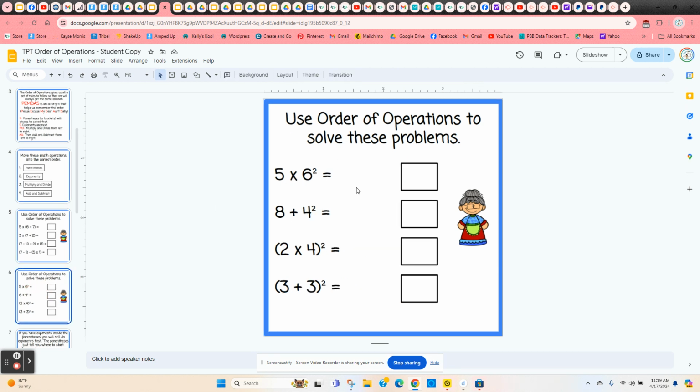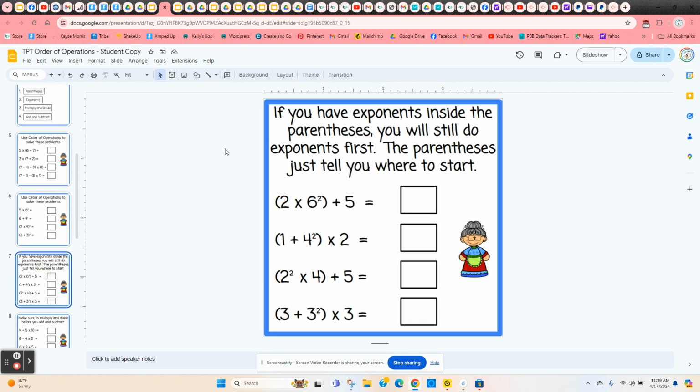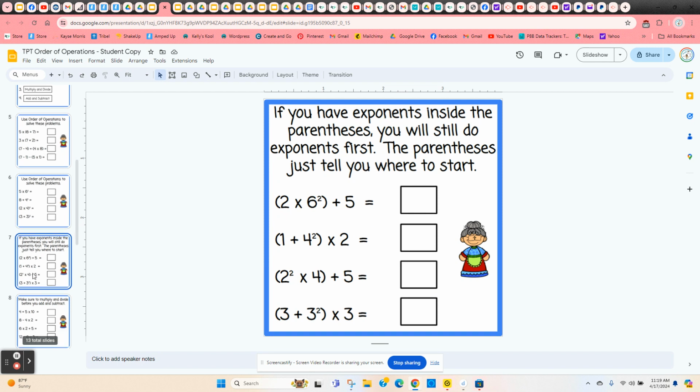Then they're given problems with exponents. So here they're going to do what's in parentheses first and then use the exponent. Then they're shown problems where they have exponents inside the parentheses. Well, if their exponents are inside the parentheses, they have to do the exponent first, and then the parentheses, and then the rest of the problem.